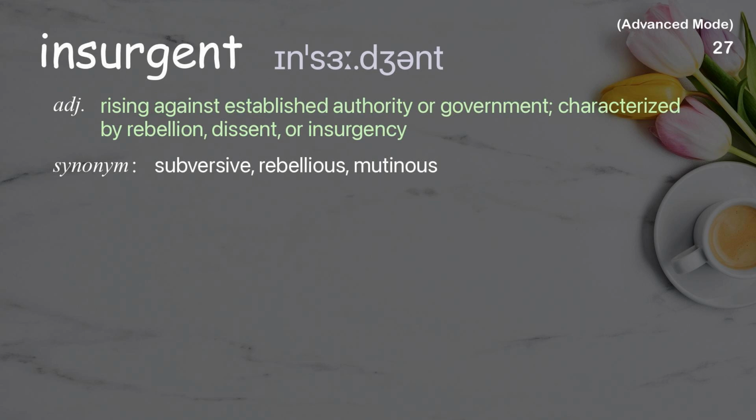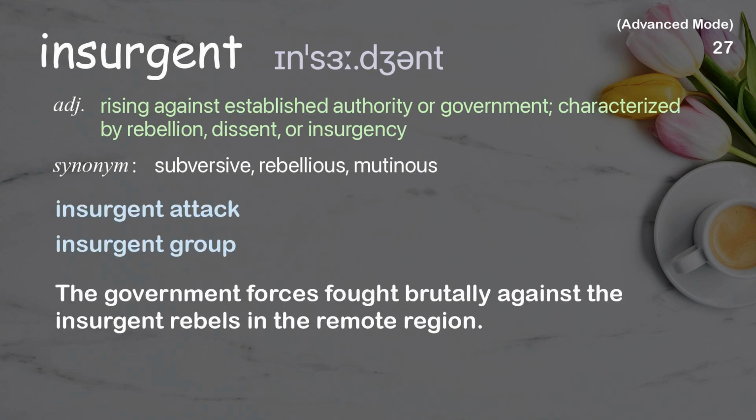Insurgent. Rising against established authority or government, characterized by rebellion, dissent, or insurgency. Examples: Insurgent attack. Insurgent group. The government forces fought brutally against the insurgent rebels in the remote region.